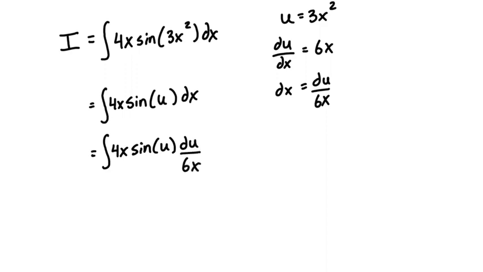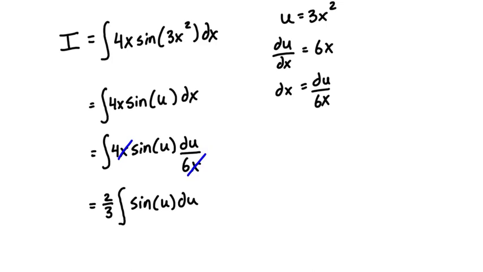Now we can cancel out some things. We have an x here that conveniently cancels with that x, and the 4 over 6 ratio we can reduce to 2/3 and bring it out. So we're going to get 2/3 times the integral of sine of u du. Now this form is a really basic form of integral that if you know what it is already, you can substitute it in. The solution is negative cos of u.